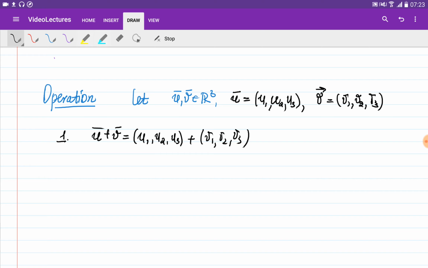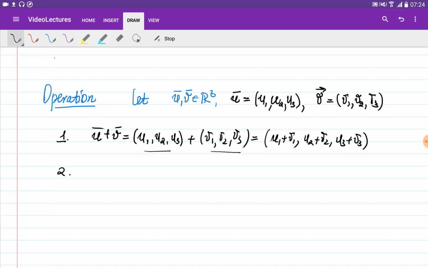So when we add the two vectors, we need to add them component-wise. So if you are going to add the two 3-tuple vectors, the result is again a 3-tuple vector, where the components are obtained by adding the corresponding components of these two vectors. It is going to be u1 plus v1, u2 plus v2, u3 plus v3.